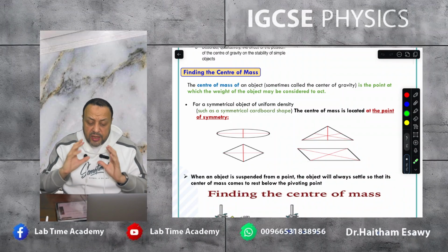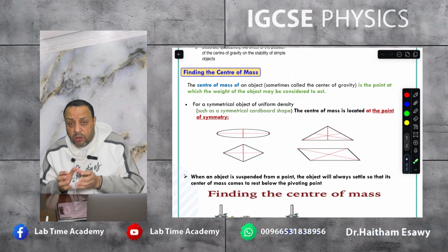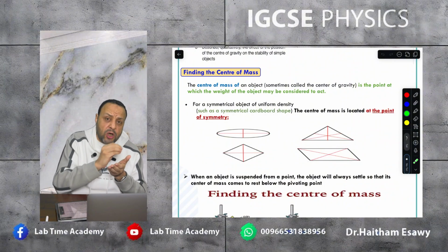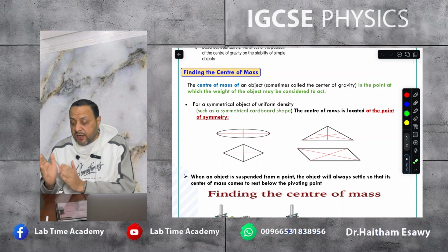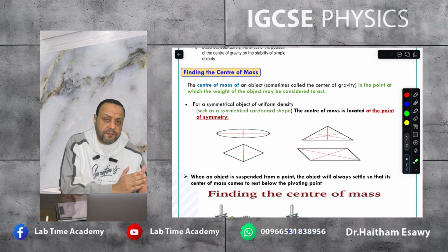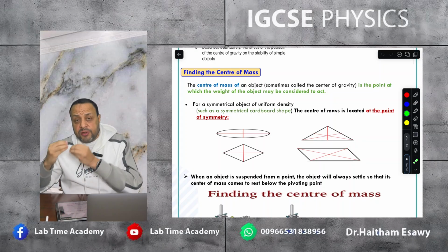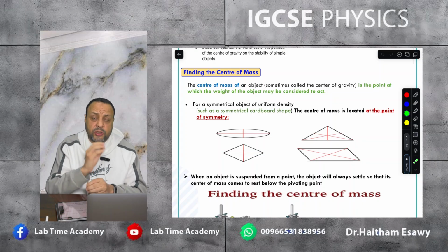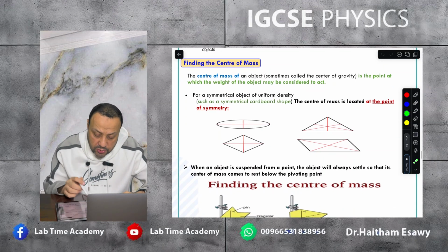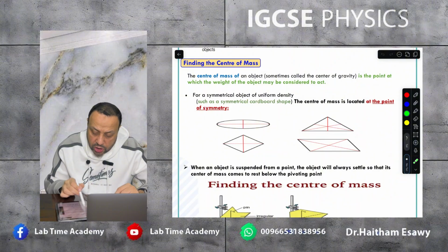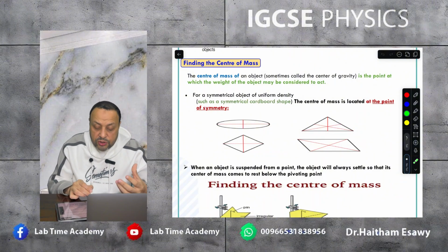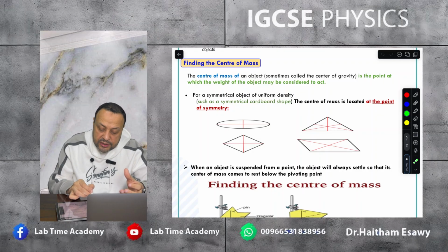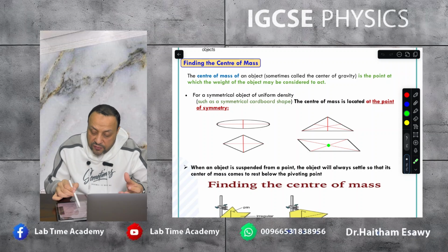First, we have to mention the type of object in order to determine its center of gravity. We have regular objects and we have irregular objects. If we have a regular object, the center of gravity or center of mass will be in the middle, the point of symmetry. For example, here we have 4 regular objects, so the center of gravity will be in the middle of each one of them.